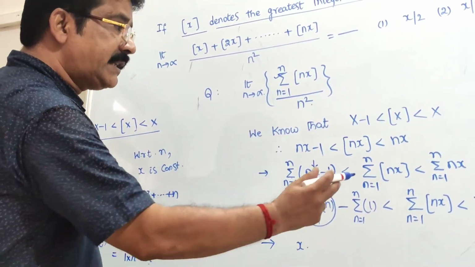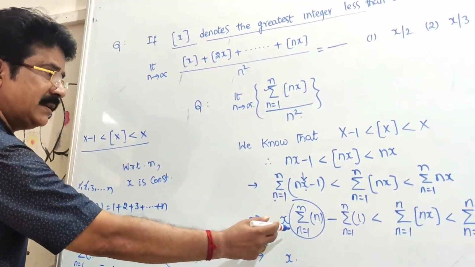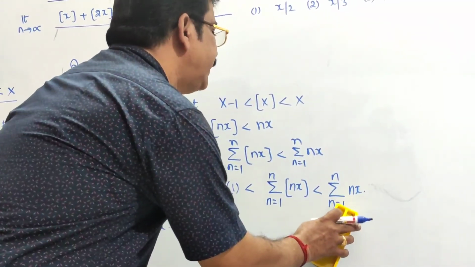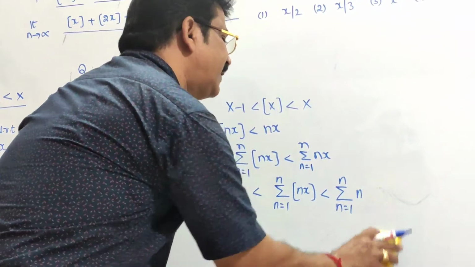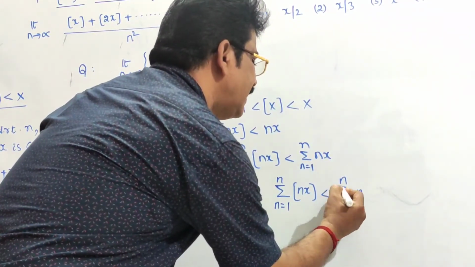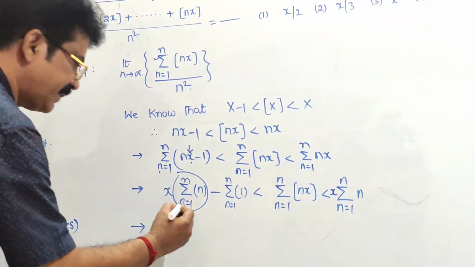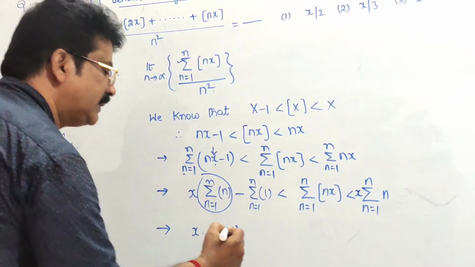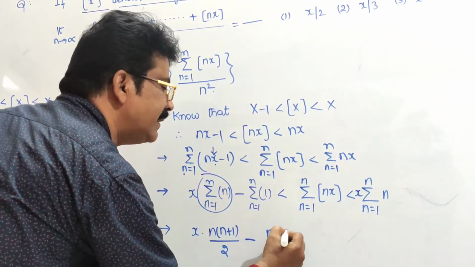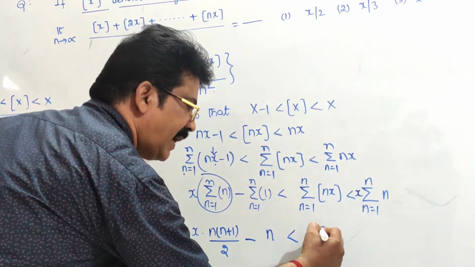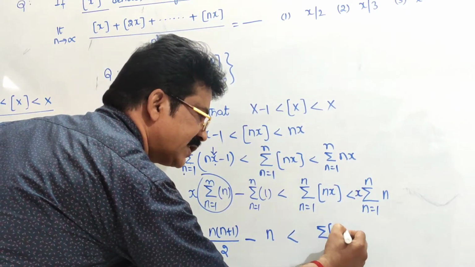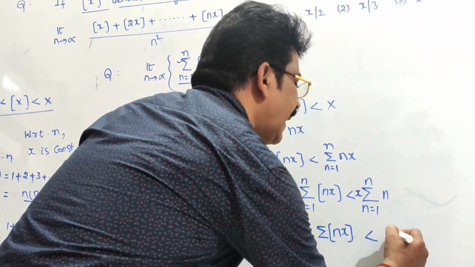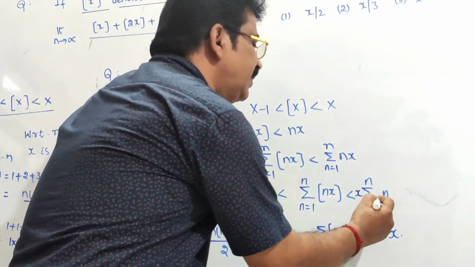Right. Next, what is its value? Here also I will write directly, no need to take another step. X is a pure constant with respect to n, we will write like that. Now substitute: x into n into n plus 1 whole by 2, next minus n, is less than sigma box of nx, less than x into sigma n.